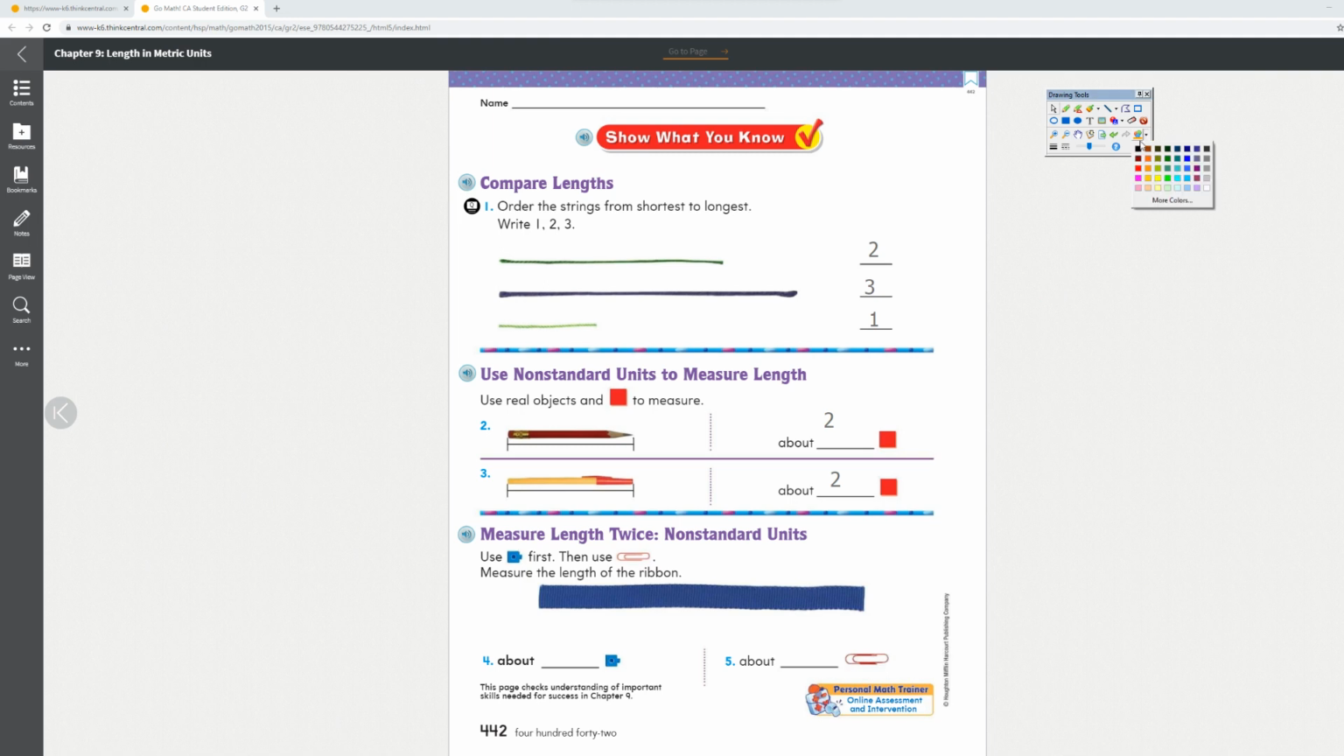Alright class, let's go over the answers. So our answers may be different depending on what we use to measure. But this one here could be maybe 5 or 6. And the paper clip could be about 4 or 5. So really we're going to have different answers.